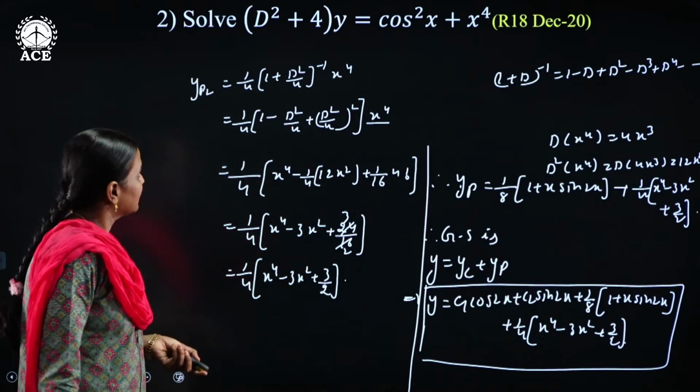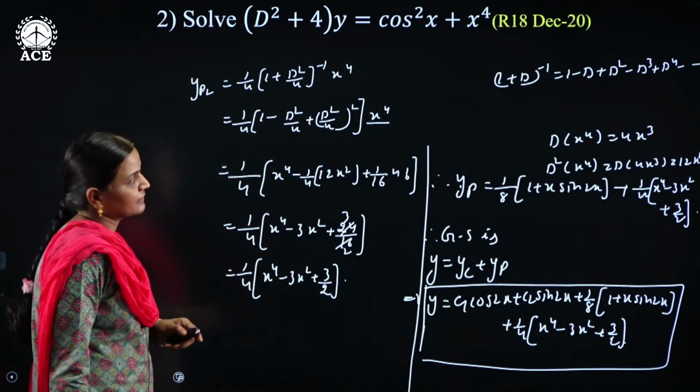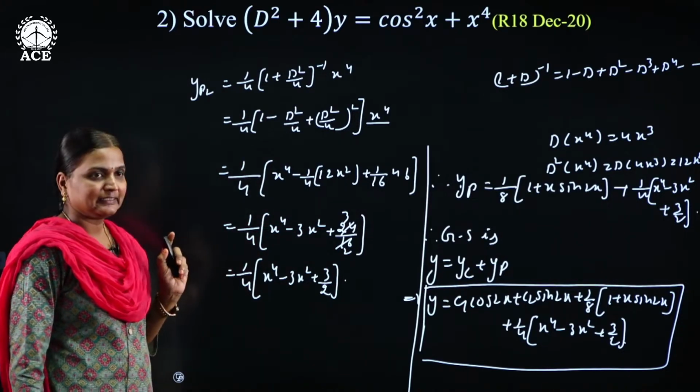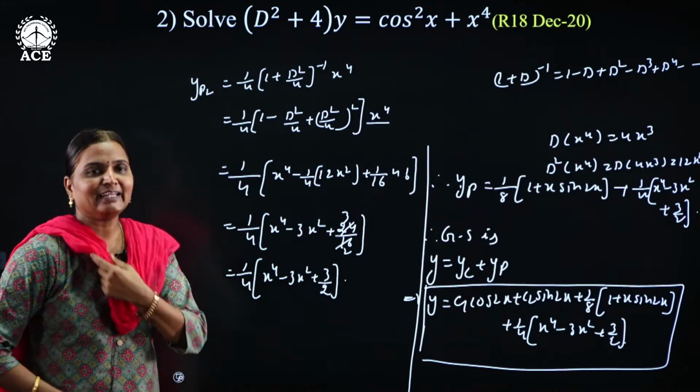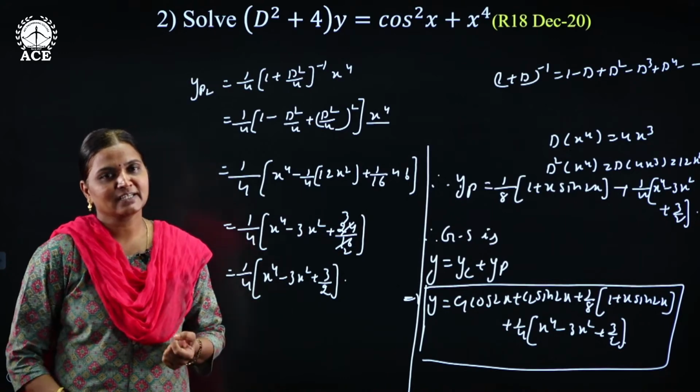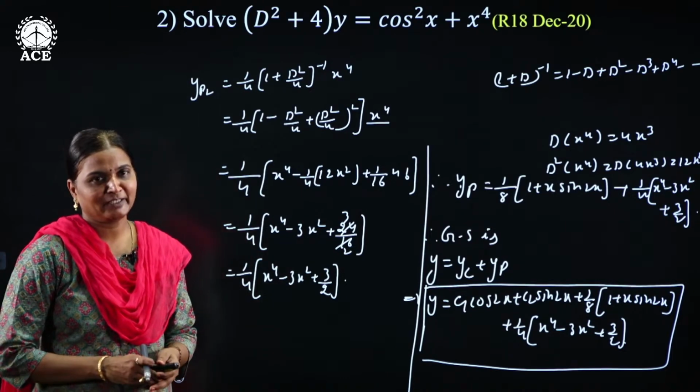So this is the procedure to find the particular integral. The direct methods, 3 individual methods, are completed. In the next session, I will explain the remaining direct methods and the method of variation of parameters.